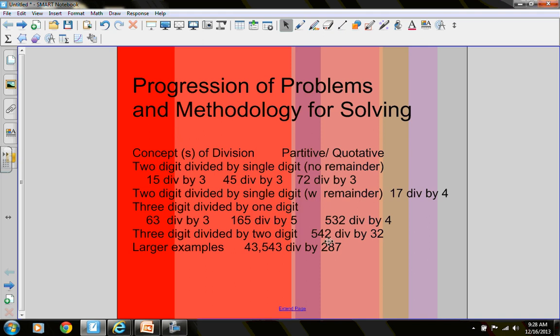Now, what I did was I put together this little screen here to help you see how I see division done, and then I'll take all of your input on what you think. From a basic progression and methodology, it starts out you have to get kids to understand the concept of division, both partitive and quotative. Then you have to do two-digit divided by single digit that has no remainder, two-digit divided by single digit with a remainder. Then get into the three-digit by one digit, three-digit by two-digit, and then finally larger examples.